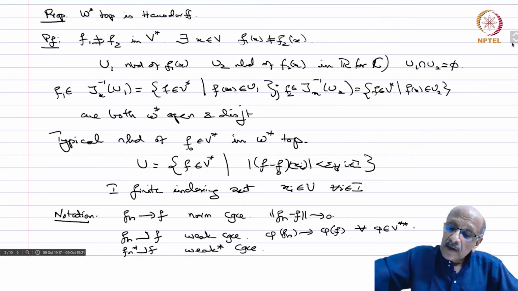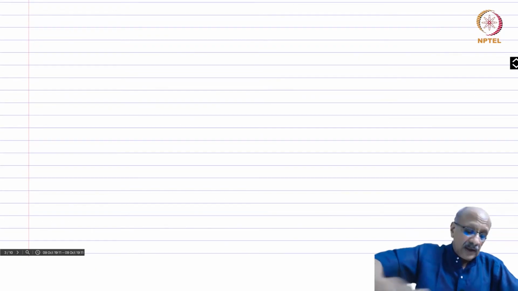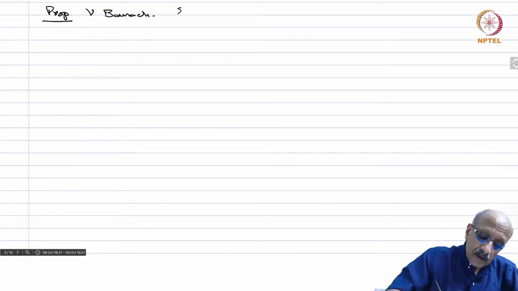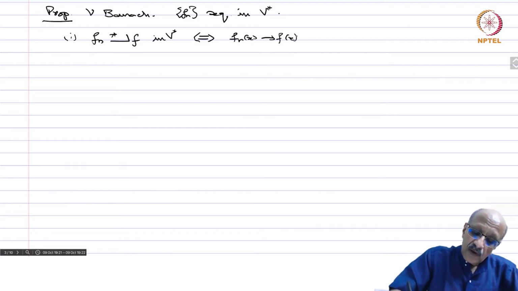So we have immediately the following proposition. You can do it yourself because it's exactly like we did the previous proposition. So, proposition. V Banach, fn a sequence in V star. 1. Fn weak star converges to f in V star if and only if fn x converges to f of x for every x in V.